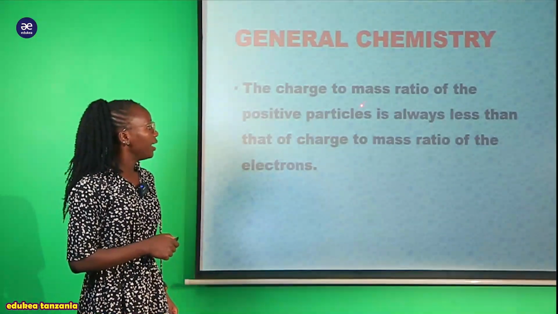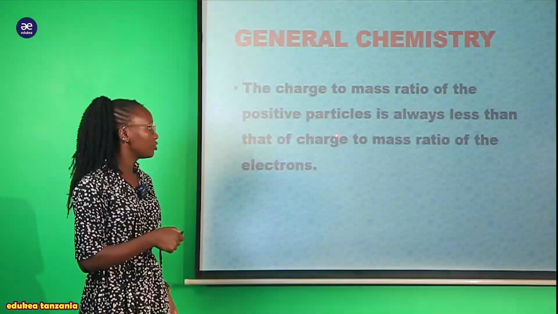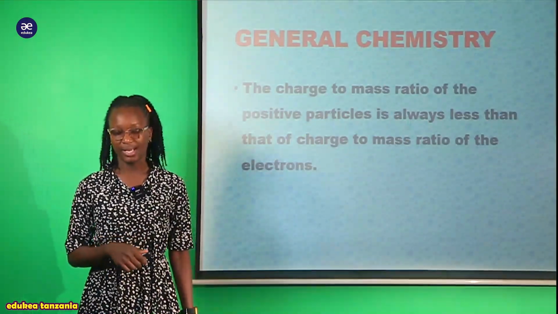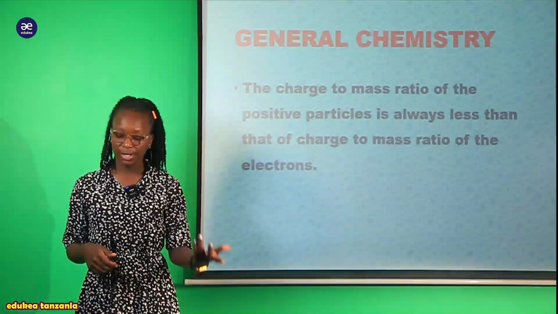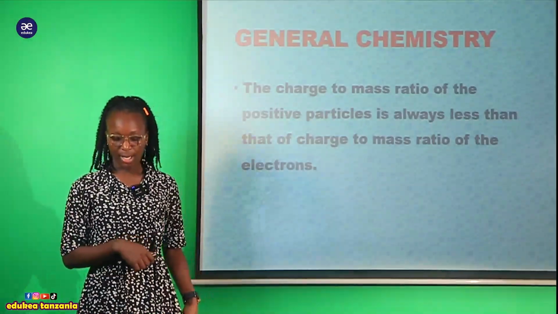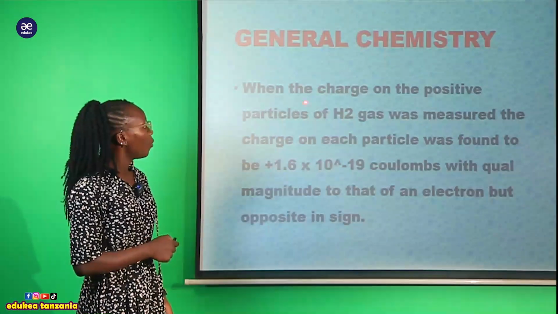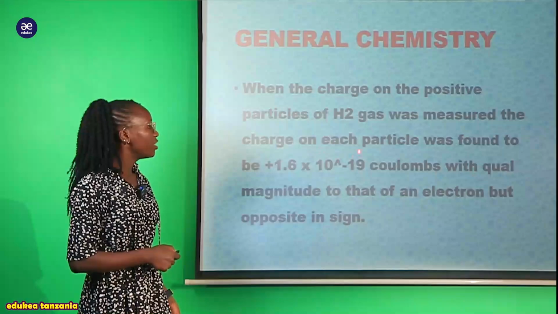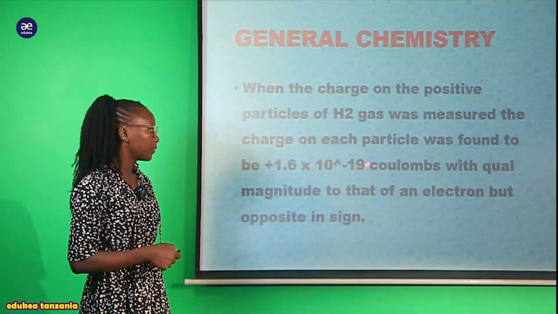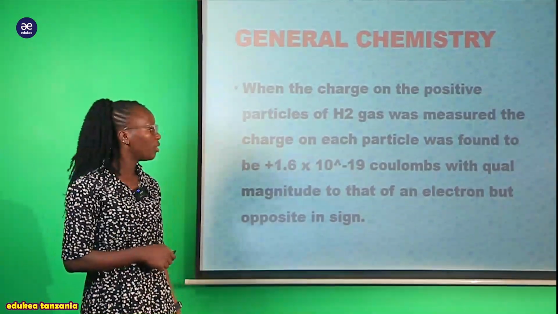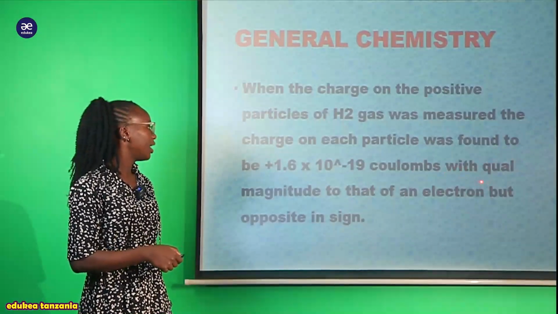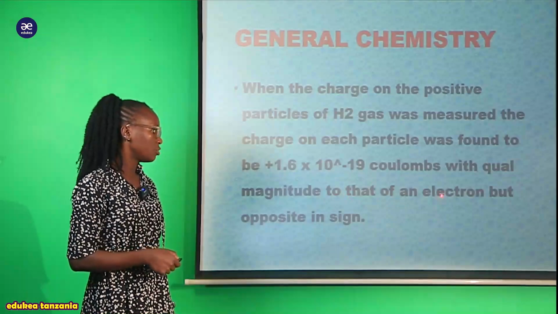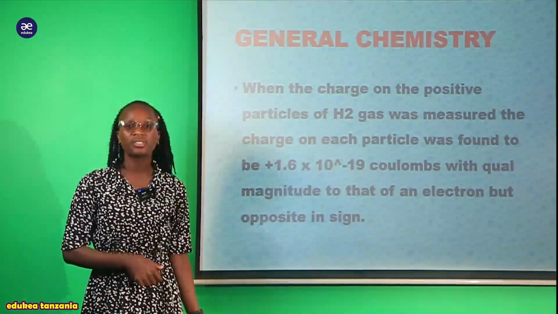Kwa hiyo hii charge to mass ratio ya hizi positive particle always ni less than that of the electron. Kwa hiyo charge to mass ratio ya electron ni kubwa ukikompare na hizi positive rays. When the charge on the positive particle of hydrogen gas was measured, the charge on each particle was found to be this one coulombs, with equal magnitude to that of an electron but opposite in sign.